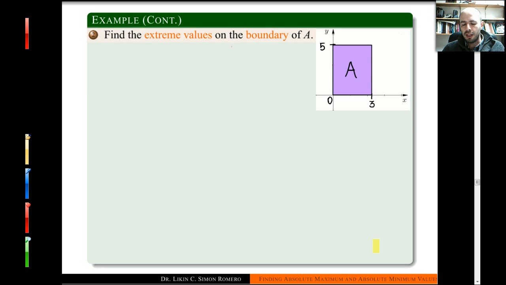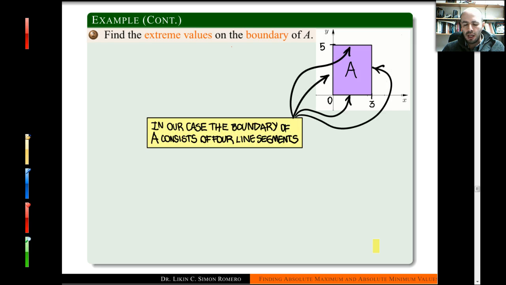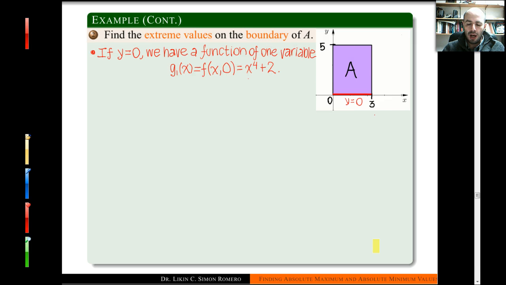For the boundary, the thing that we're going to do is notice that our boundary consists of 4 line segments here, and we're going to divide it. We're going to treat each segment individually. So let me just start with this segment, y equal to 0 and x goes from 0 to 3. If y is equal to 0, we can plug y equal to 0 into the formula for the function, and that is going to give us a function of one variable.